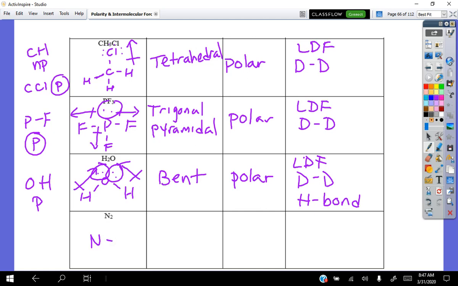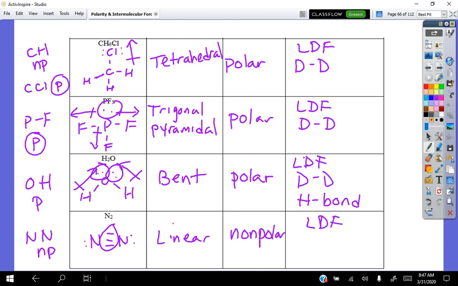My last one, when I go through and draw, I know I end up having to get a triple bond with my nitrogen. This only has 1 bonding group, which confuses people sometimes, but since it's just 2 atoms, we can view it as linear. Since it's bonded to itself, we know that is a nonpolar bond. Nonpolar, so it is a nonpolar molecule. So the only thing it experiences is London dispersion forces.